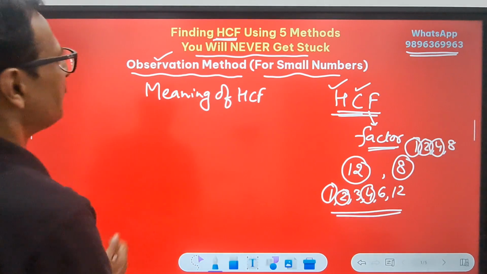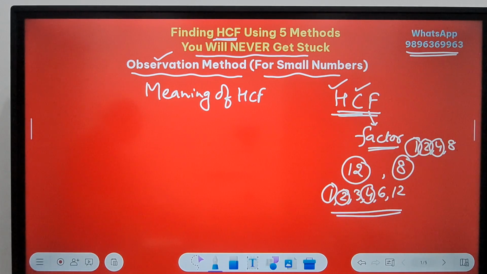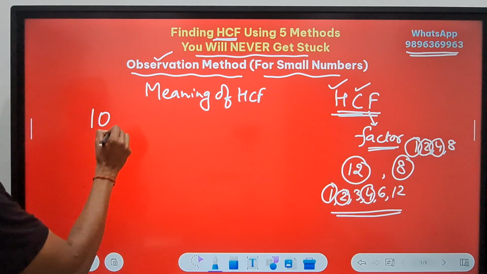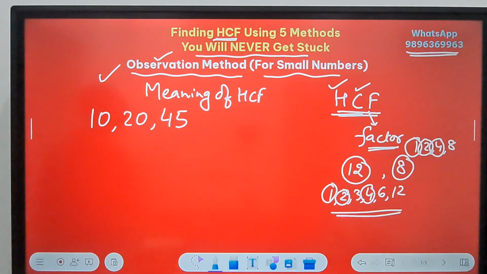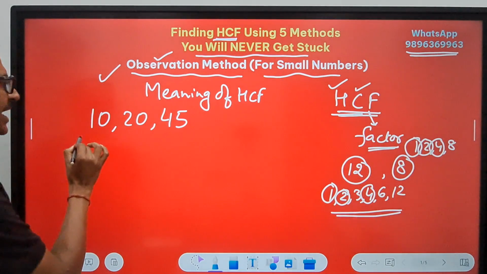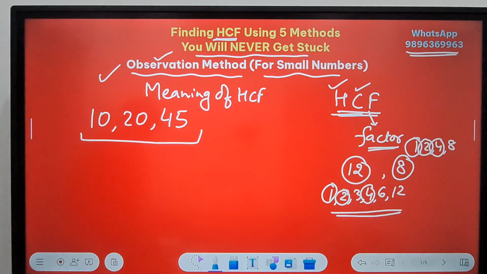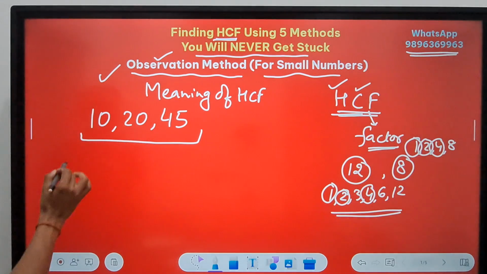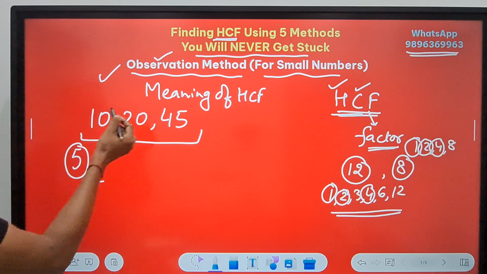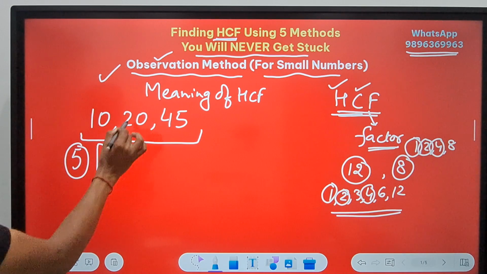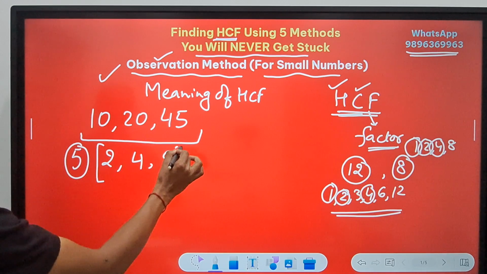And now, meaning of HCF. Let's demonstrate it using some more examples. Let's take 10, 20 and 45. Now again your observation is going to work. Any number which ends in 0 and ends in 5, they have to be divisible by 5, right? And so 5 is a common factor. And when you eliminate 5 from these, 5 2s are 10, 5 4s are 20, and 5 9s are 45.